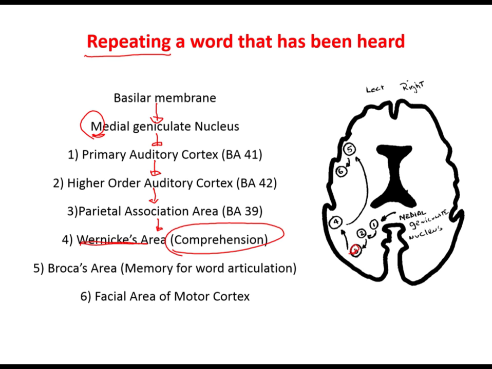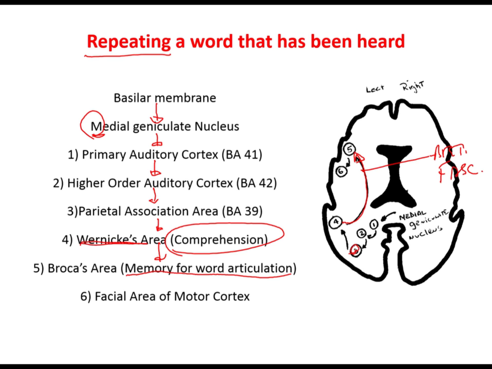And from there, there's a signal from Wernicke's. There's an attachment now that I've just drawn in red to Broca's area. So there's a connection between Wernicke's and Broca's area, and that's known as the arcuate fasciculus. The arcuate fasciculus connects Wernicke's with Broca's. Now the signal reaches Broca's area, the operculum in the language hemisphere, and Broca's area is where we have the memory for word articulation.